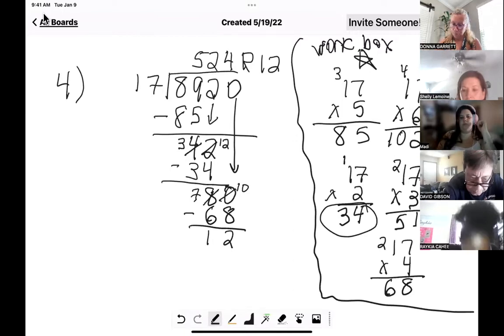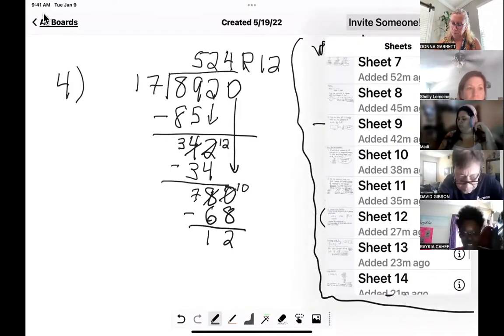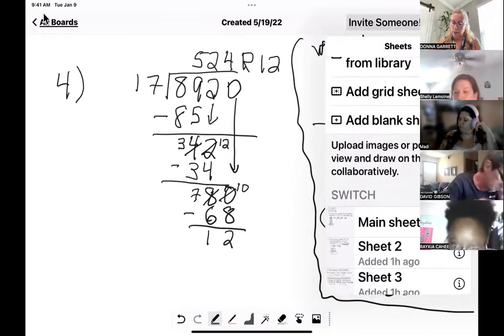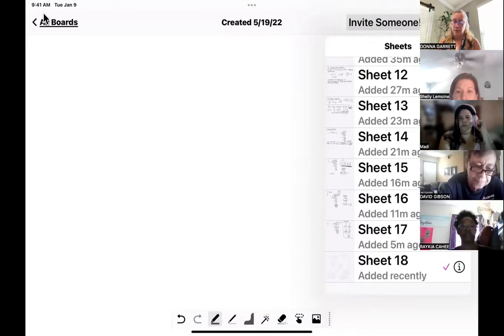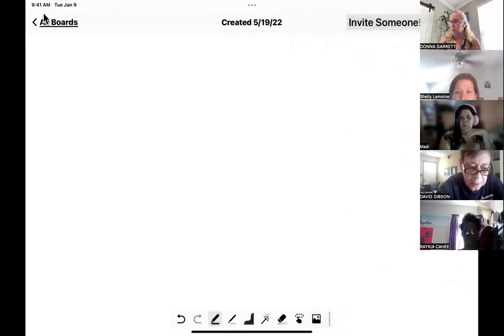Let's do another one. For those of you who weren't understanding it, is this helping? Don't let it go by and you don't understand it, because I definitely want to help you.